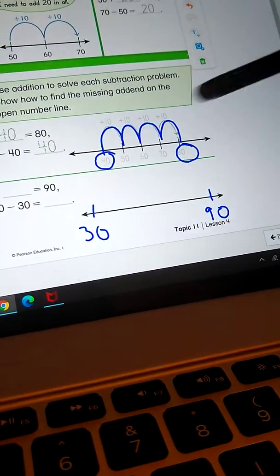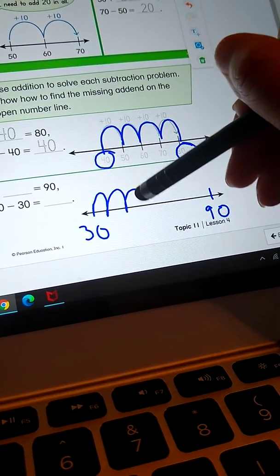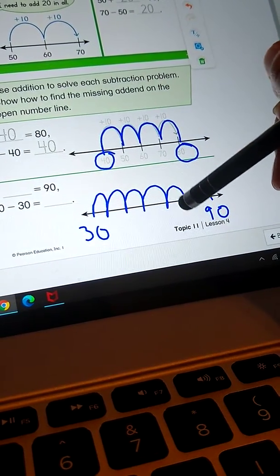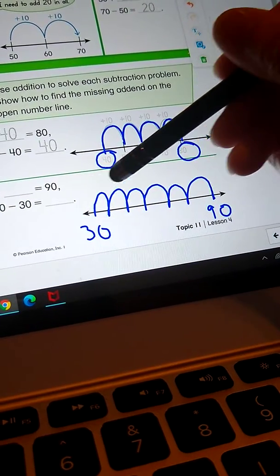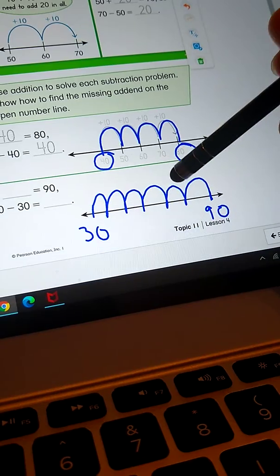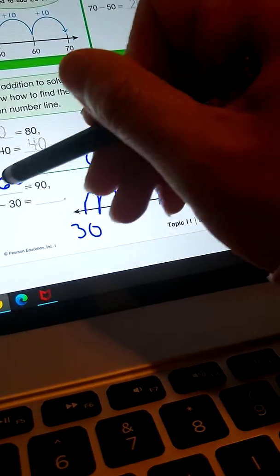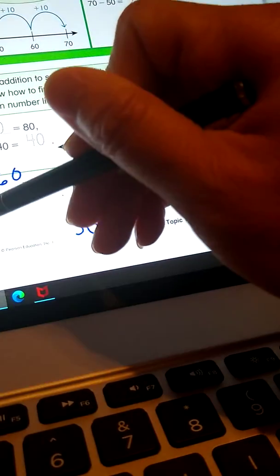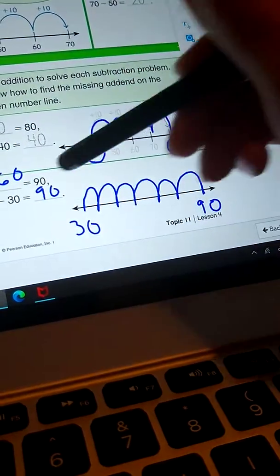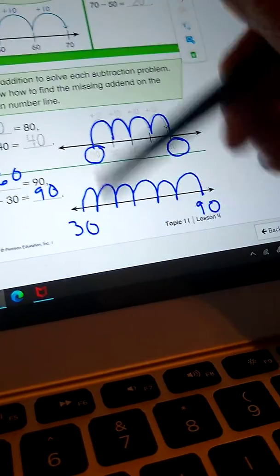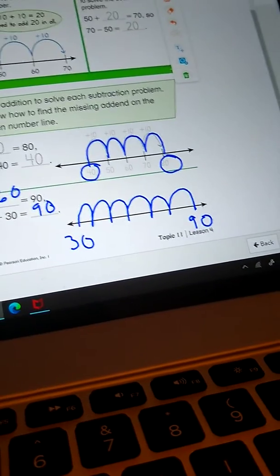All right, so now we're going to figure out how many jumps we did. Ready? 30, 40, 50, 60, 70, 80, 90. There we go. So let's count. We did 10, 20, 30, 40, 50, 60. So the answer is 30 plus 60 equals 90. So 90 minus 30 equals 60. Remember fact family? This would really help you. Okay, so think about fact family to help you.